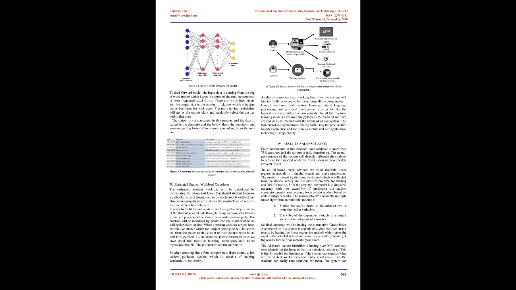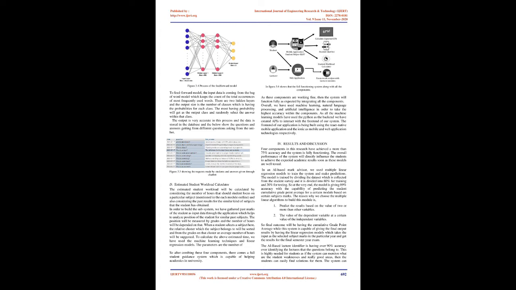So after combining these four components, there comes a full student guidance system which is capable of helping academics in university. Figure 3.6 shows the fully functioning system along with all the components. As these components are working fine, the system will function fully as expected by integrating all the components. Overall, we have used machine learning, natural language processing, and artificial intelligence to get the highest accuracy within the components. As all the machine learning models use Python as the backend, we have created APIs to interact with the front end of our system.